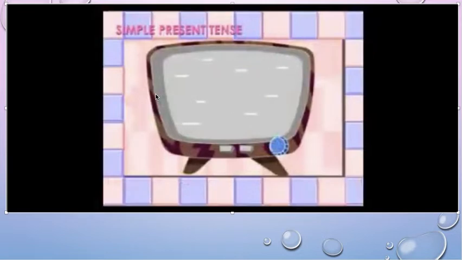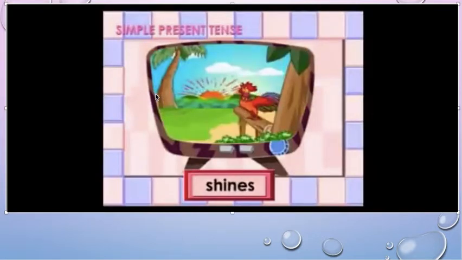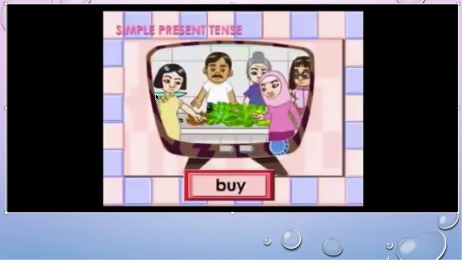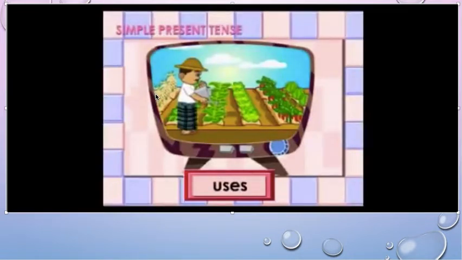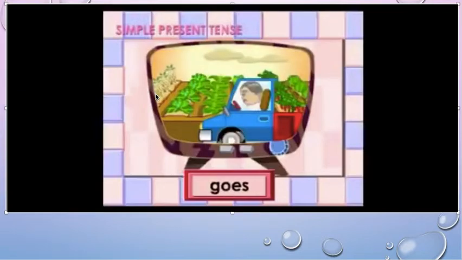What are these words? These words are in the present tense form that we can find in the story of Mr. Brian. Starts, shines, plants, buy, uses, tidies, goes.